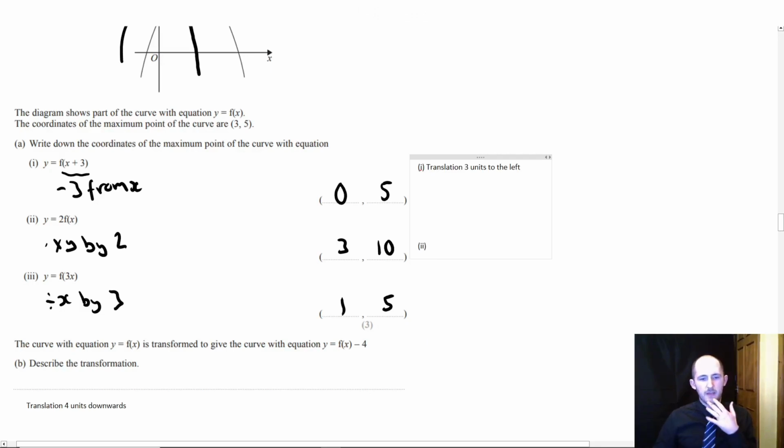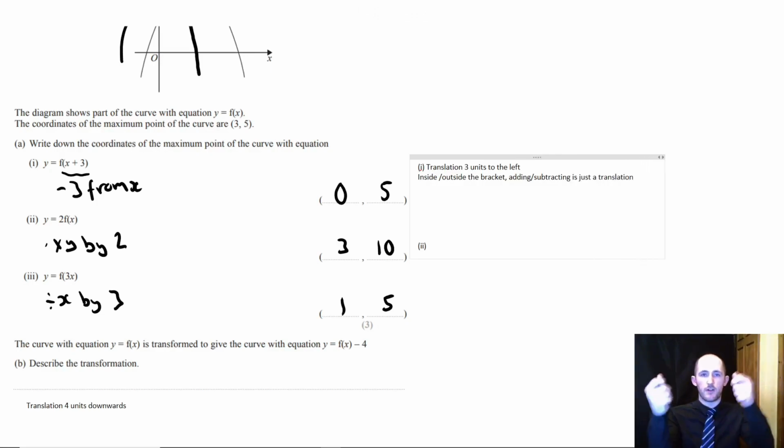Are there any questions about that? So again, if you're just adding or subtracting numbers, it doesn't matter if it's inside or outside the bracket, it's a translation. Okay? So maybe I should actually add that. So inside or outside the bracket, adding or subtracting is just a translation. You're just taking the graph and sliding it about, right?